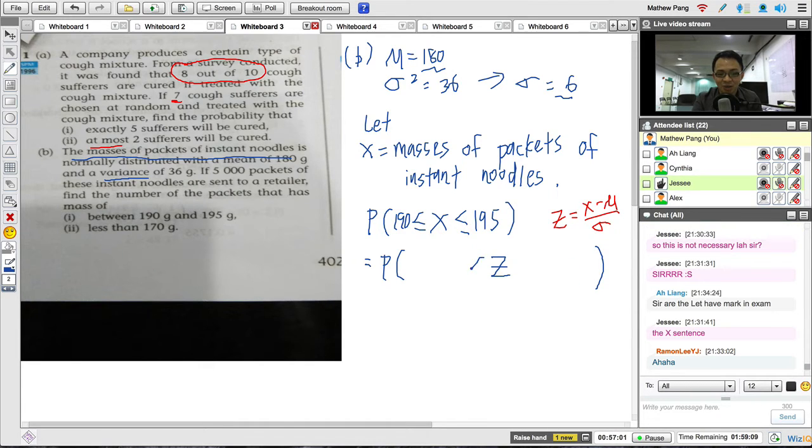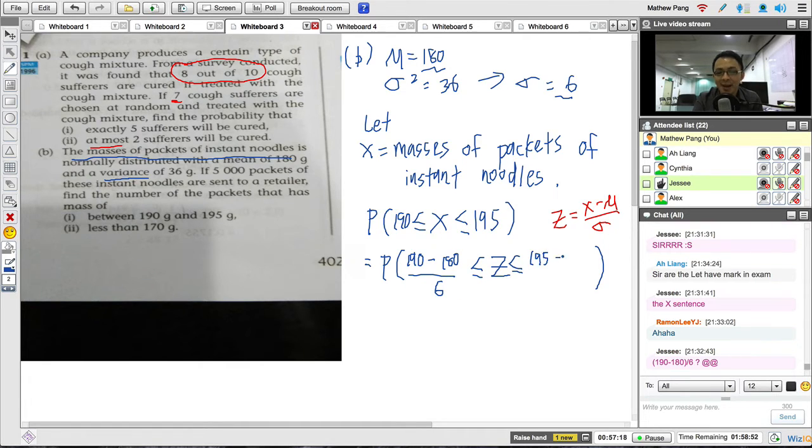Okay, now I change to Z already. So what I do is, I know this is the X value, it's not the Z. So you see X minus mean over standard deviation. Yes, because the mean is 180, was given. Standard deviation is 6, is given.